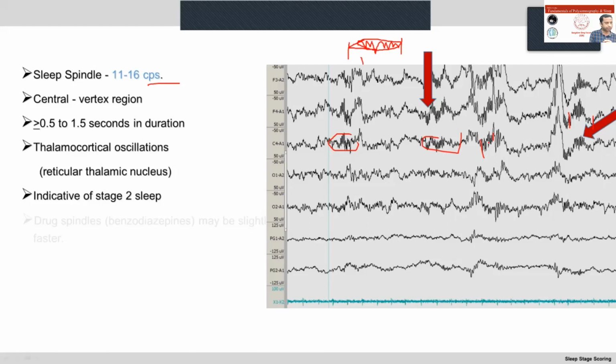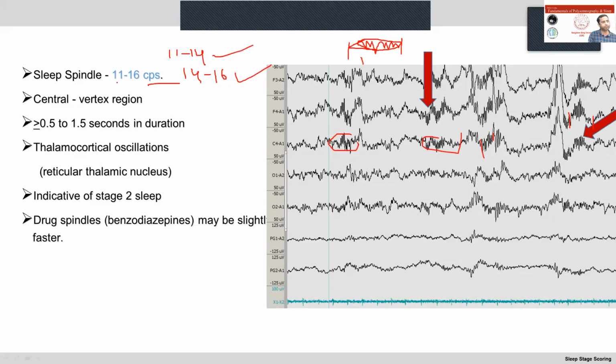Drug-induced spindles, like with benzodiazepine, might be slightly faster. What do I mean by faster? If I divide this frequency into 11 to 14 or 12 to 14, and 14 to 16, the higher range is fast spindle and the lower is slow spindle. That is spindles: a thalamocortical phenomenon, mainly involving the thalamus and cortex, and indicative of sleep stage 2.